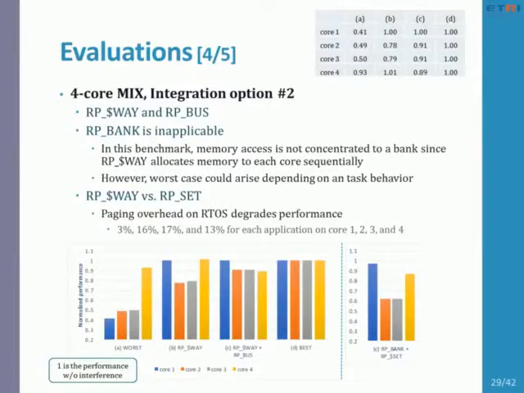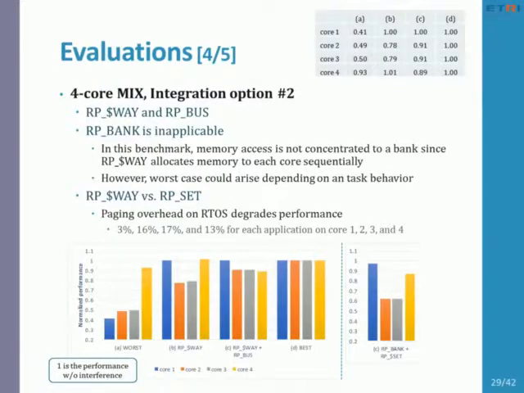Here's the worst case performance, here's the performance when we apply the way-based cache partitioning, and here's the performance when we add the memory bus partitioning to way-based cache partitioning. In this benchmark, however, the memory access is not concentrated on a specific memory bank, so the performance is sufficiently comparable. However, a worst case could arise depending on the task behavior, and in that case, we cannot handle the intercore interference on the memory bank.